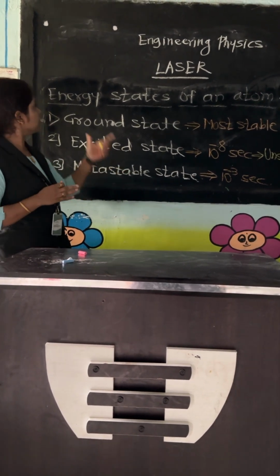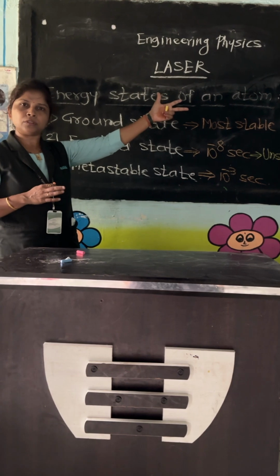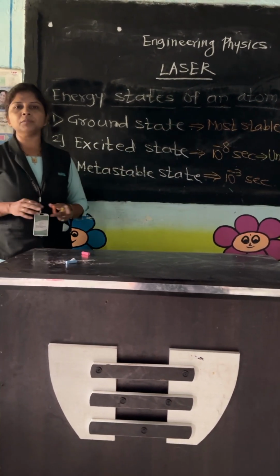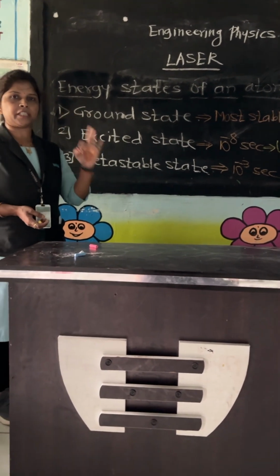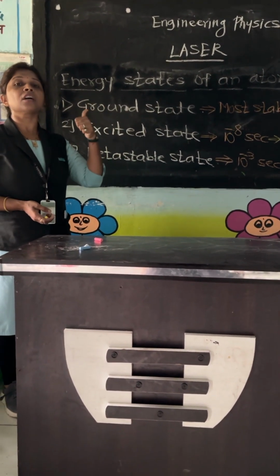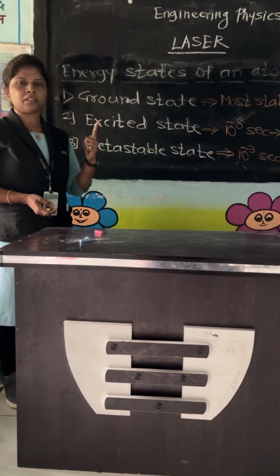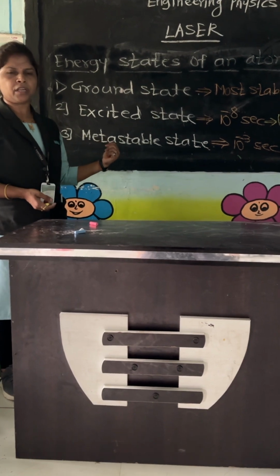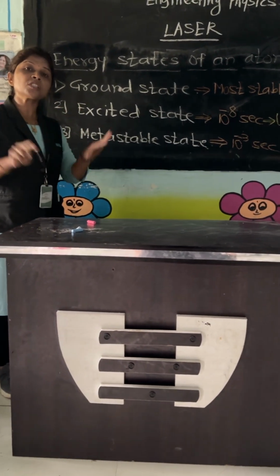This is about the energy states of an atom. Got it? I repeat again. For any atom, in case of laser production, there are three states. First one is ground state. Second one is excited state. And third one is metastable state. Let's revise that one by one. Ground state is most stable state.